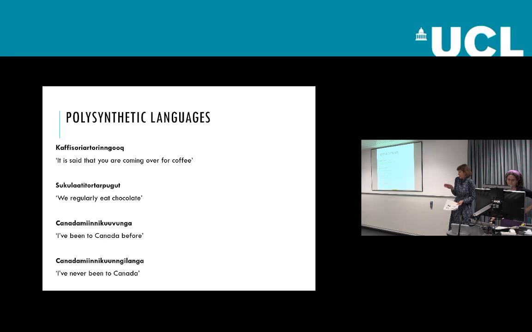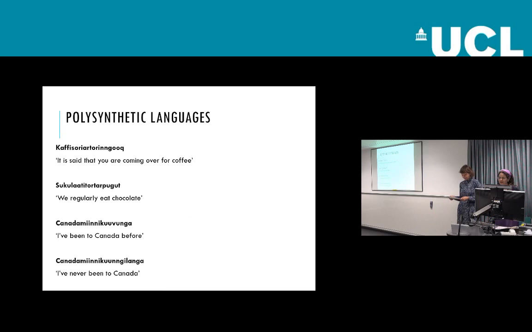Next one is Kanada minikuvunga. So I've been to Canada before, so you can see Canada there. You have an ending mi, which means in. Then you have I, which is the verb to be. And this niku element is past, if you've been once. And the vunga is I.